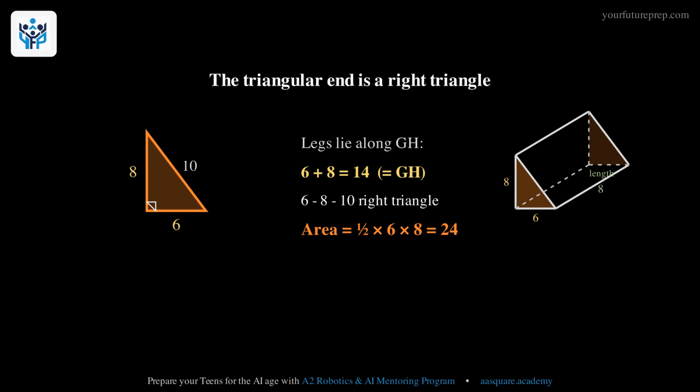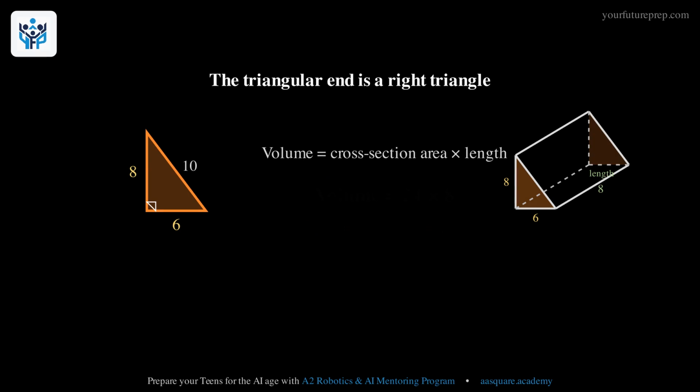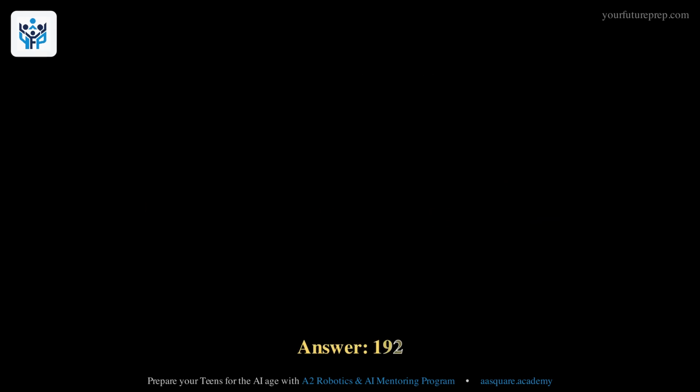The area of this triangle is 1/2 times 6 times 8, which is 24. The volume of a prism is the area of its cross-section times its length. That is 24 times 8, which equals 192. So the volume of the prism is 192, which is choice C.